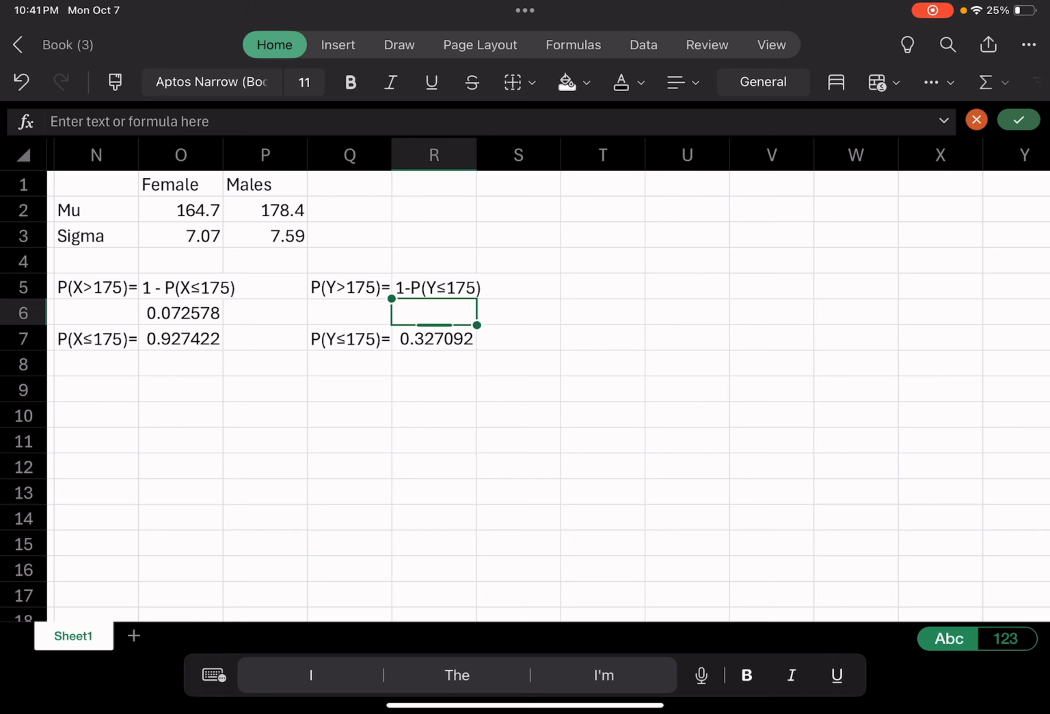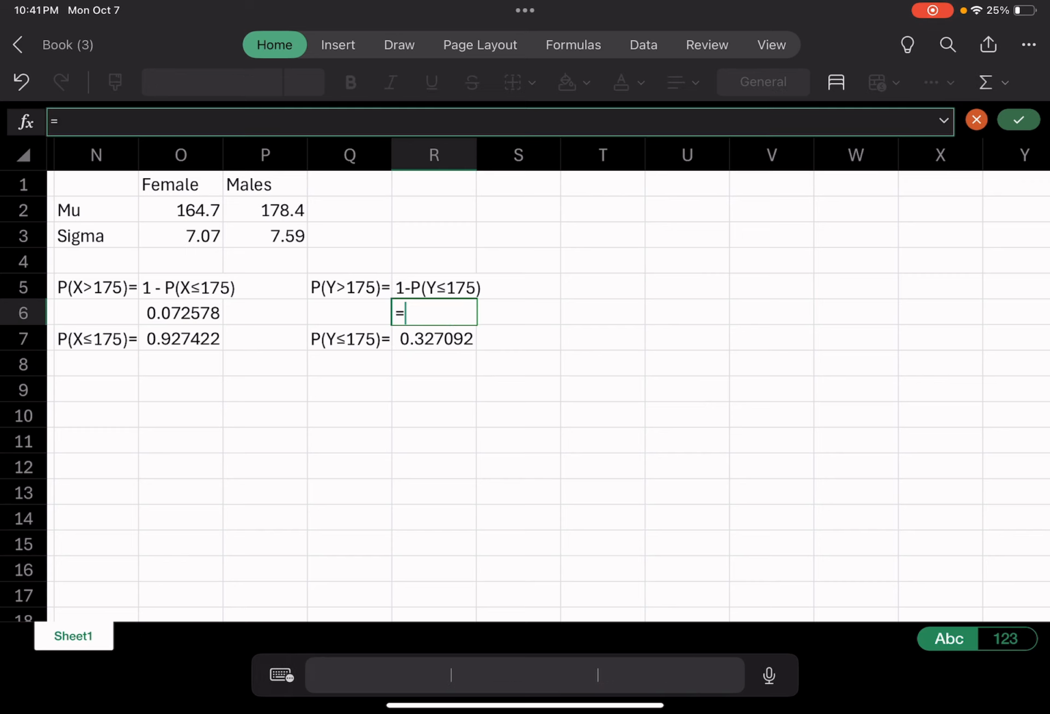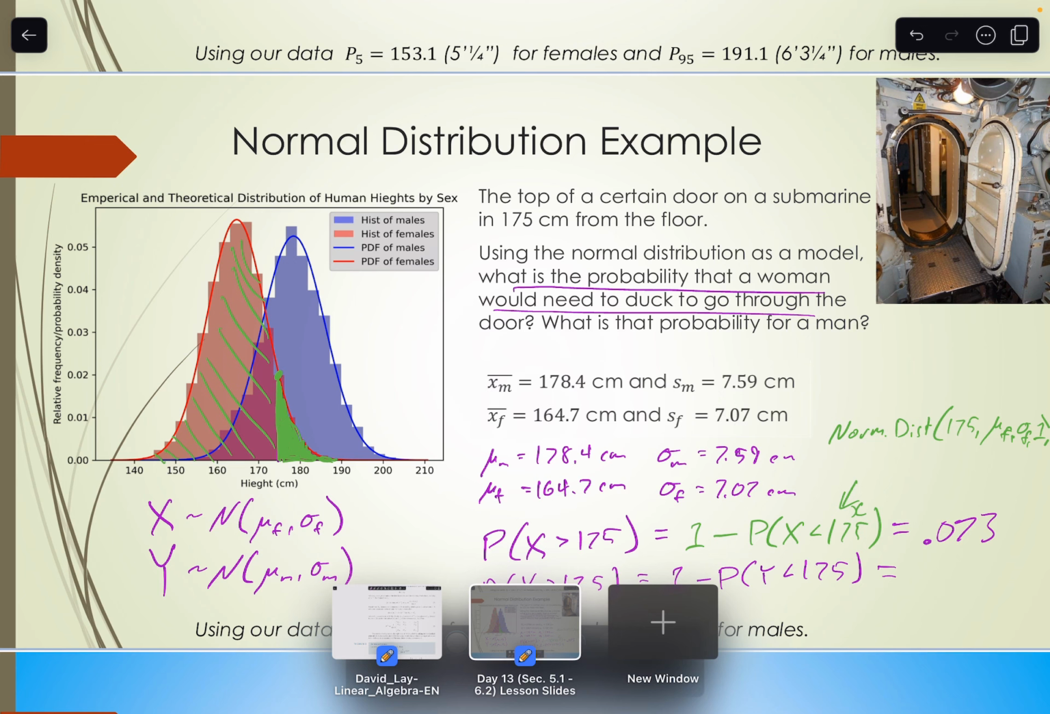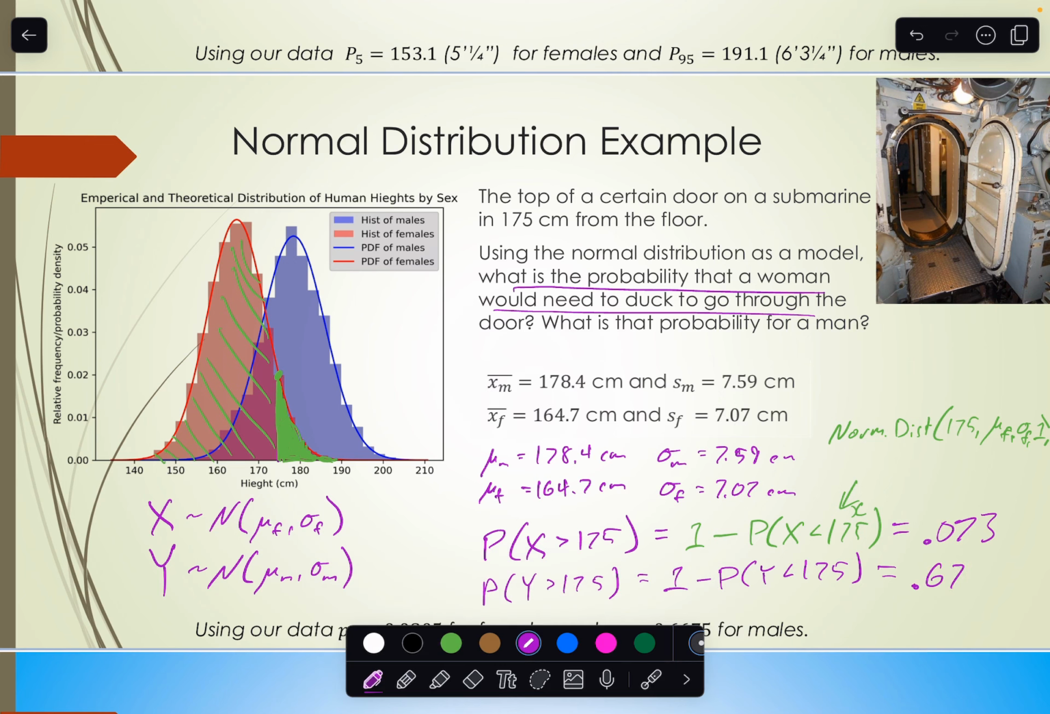The probability of y being greater than 175 is going to equal 1 minus the result of the previous calculation. And so that gives me 0.63. Let's round to 3 decimal places. So that equals 0.673. And so that's the probability a man will need to duck when going through that threshold.